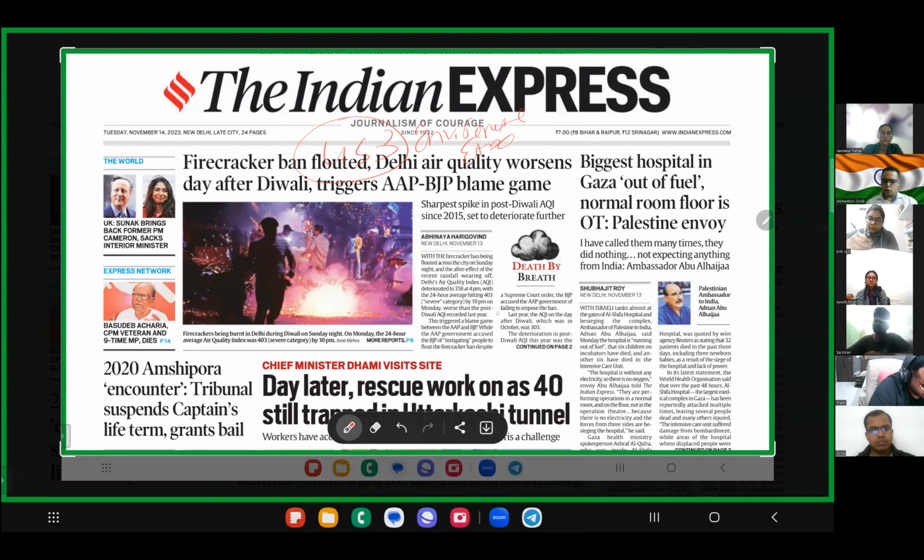Biggest hospital in Gaza out of fuel, normal room floor is operational theater, Palestinian envoy. Again, humanitarian perspective. Apart from the ethical point of view, what else can you think of? Can anyone please chip in? Strategic, economic, oil reserve. One by one, please. First Pratik, then Brijesh. Sir, I can relate it to the economic, the strategic oil reserves that countries maintain. Good enough. In tough times, we need the same.